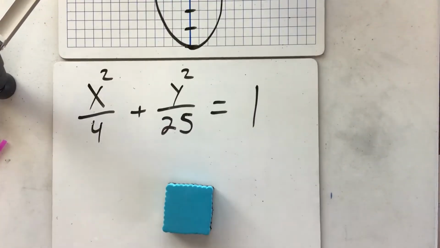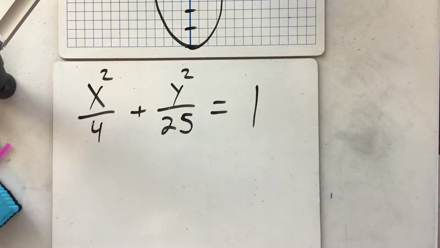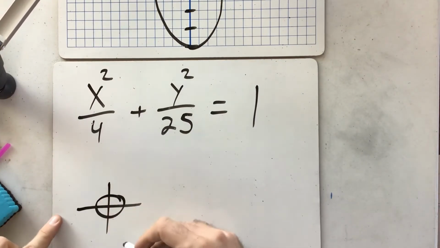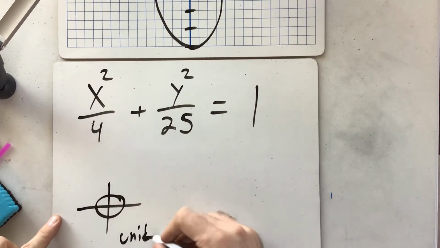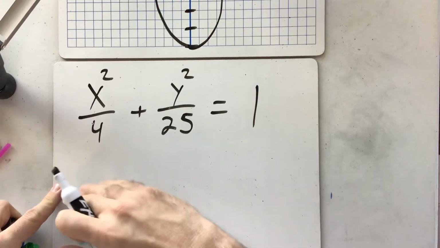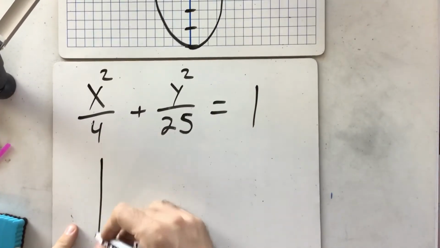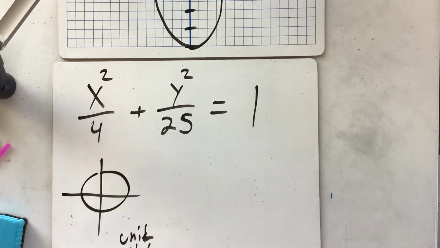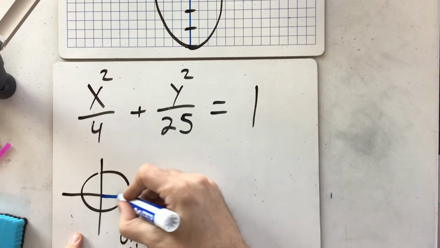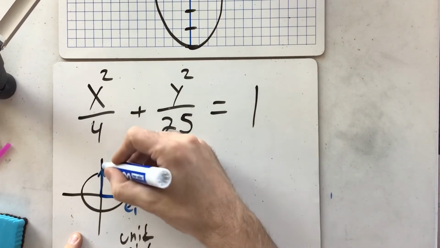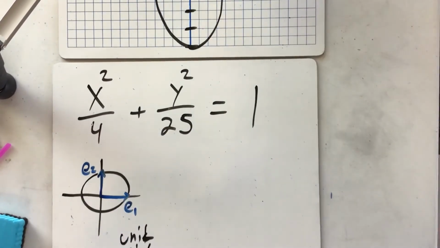If we have a circle on this side, a unit circle. So on this side, I have my unit circle. What do I notice about that unit circle? I notice that this vector right here is the vector e1, and this vector right here is the vector e2, because it's a unit circle, it just has one in each direction.